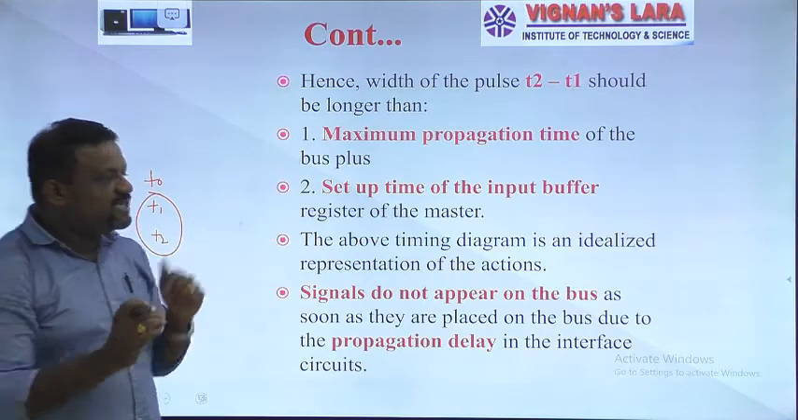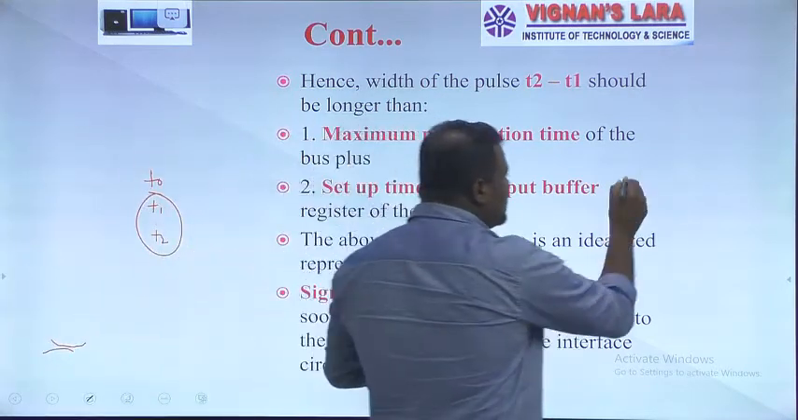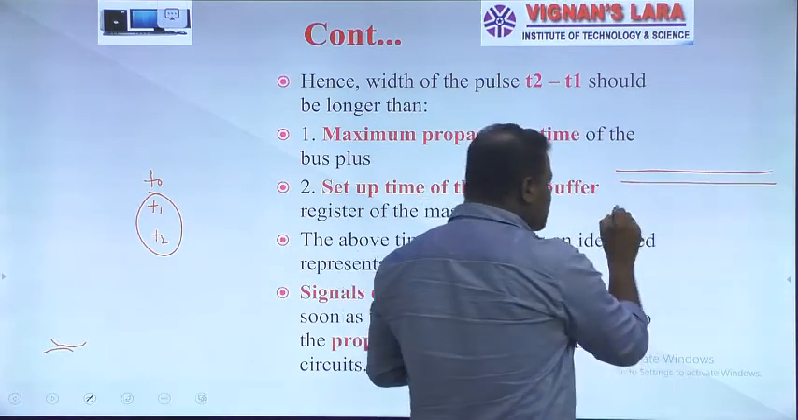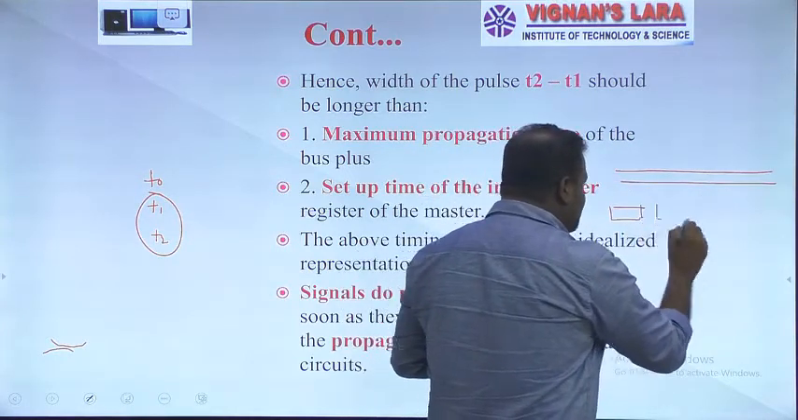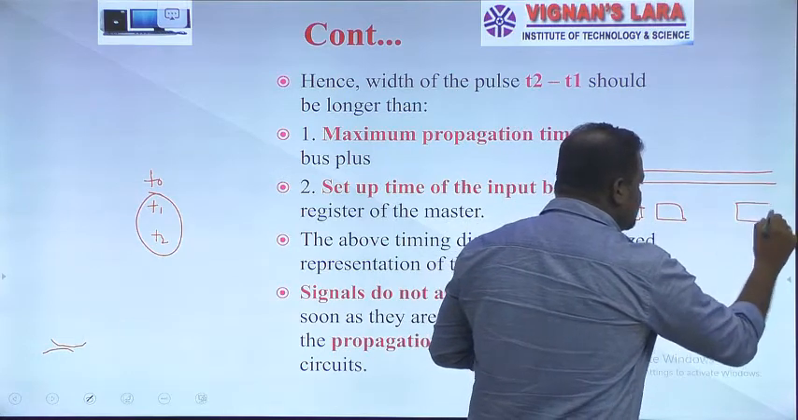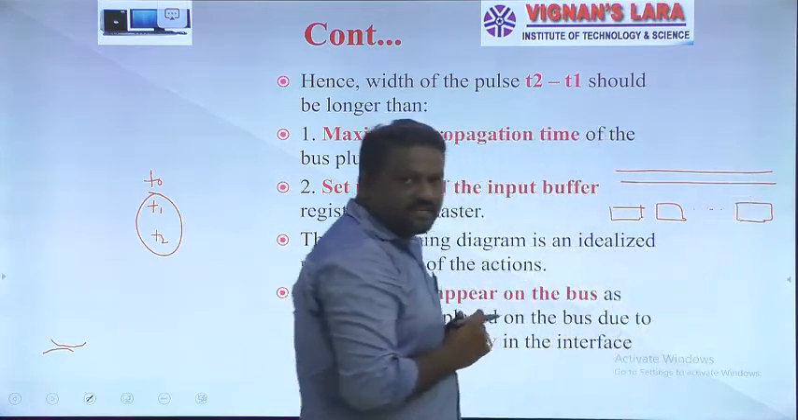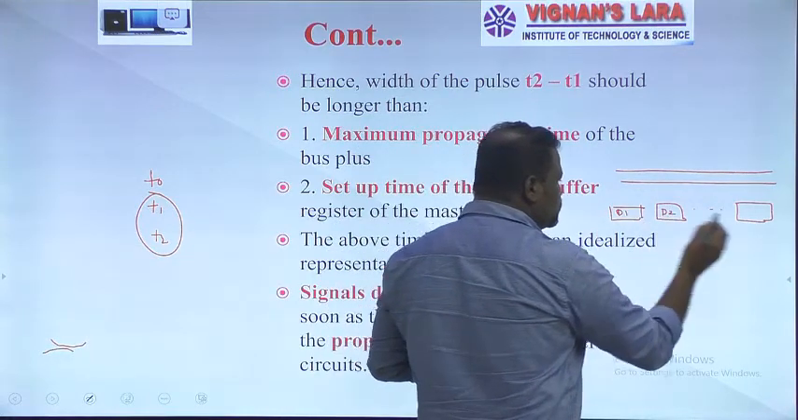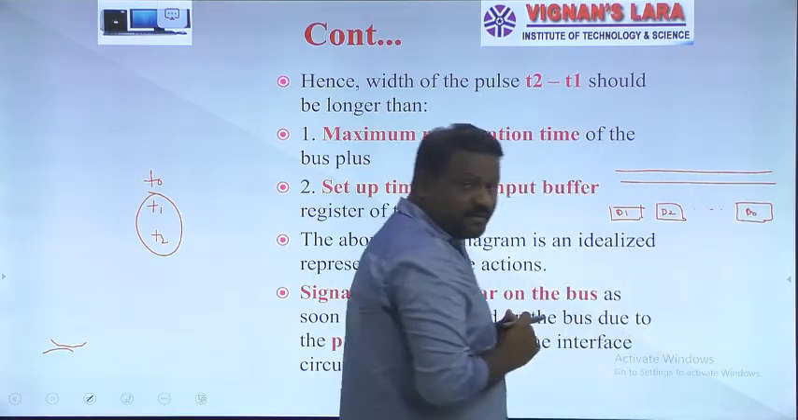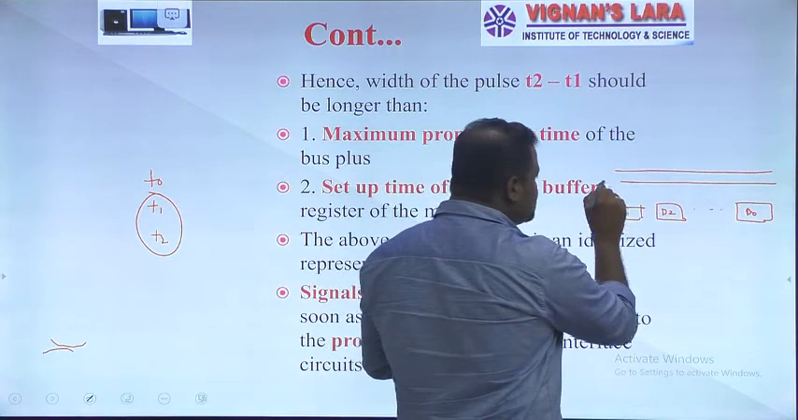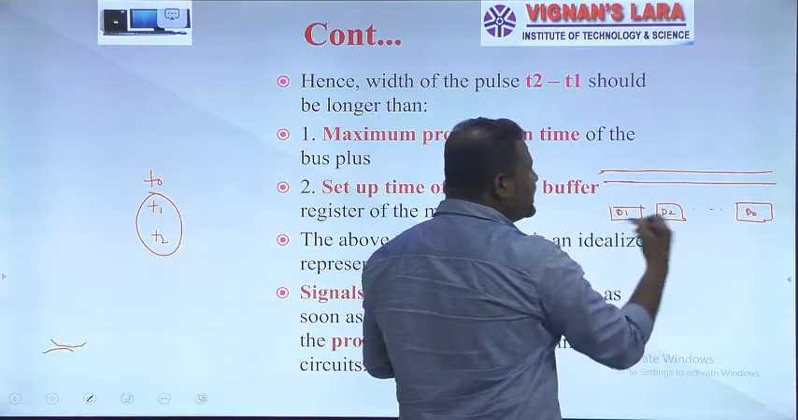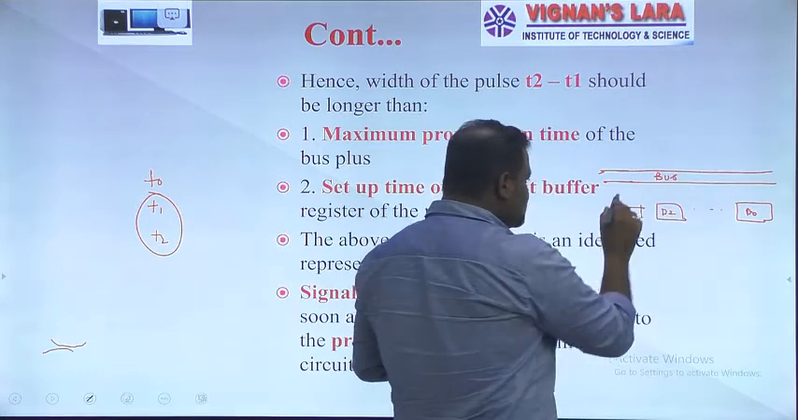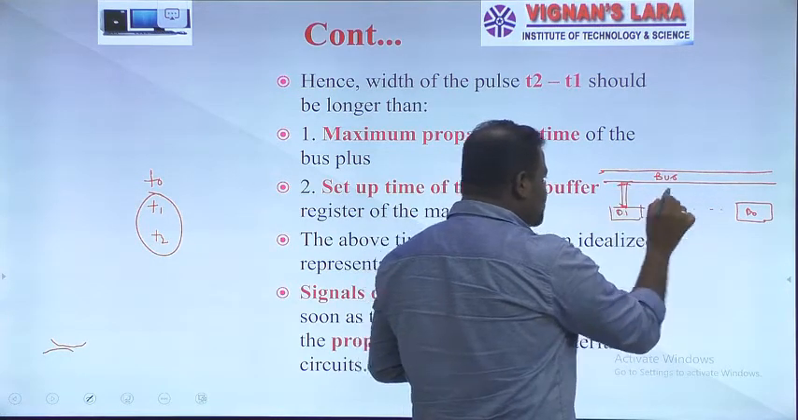For better understanding, I give a small diagram for this. Assume this is some bus. Different devices are connected to it like this. These are N devices: this is device 1, this is device 2, and this is device N. These devices can communicate with each other with the help of this particular bus. So these devices are connected to the bus like this.